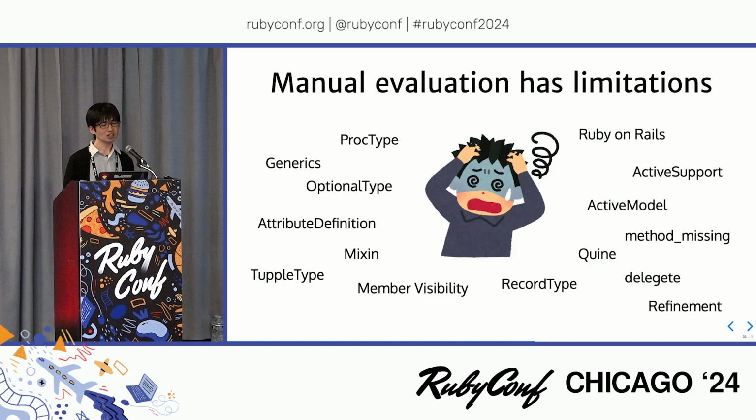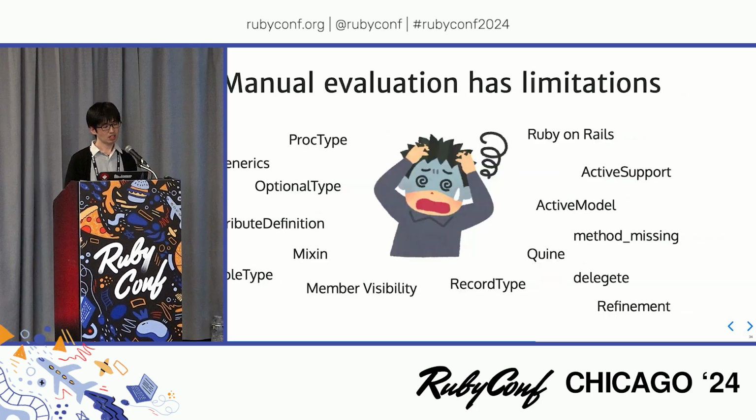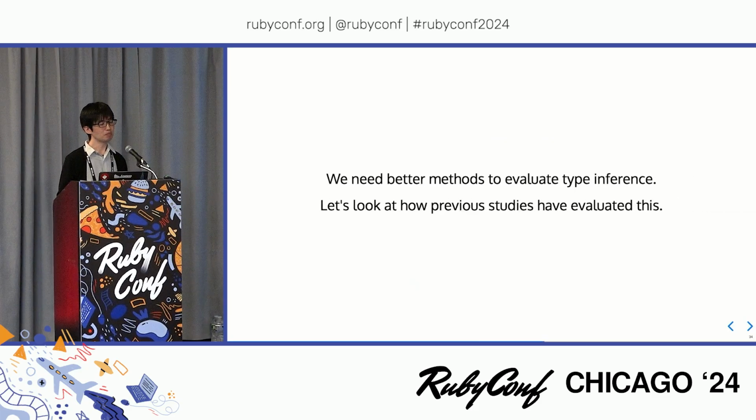Currently, all evaluations are done manually. There are no standards for selecting test cases, and the evaluation result is visually checked for differences from the expected types. There are limitations to manual evaluation. This will be a problem for future improvements. When I make a change, how do I determine if the performance has improved? So, we need better methods to evaluate type inference.